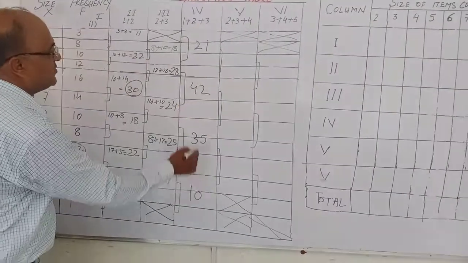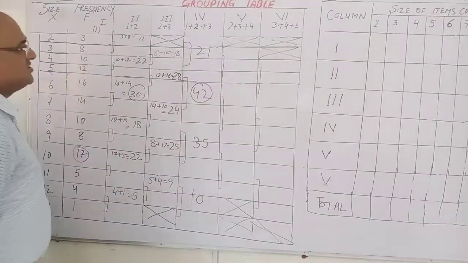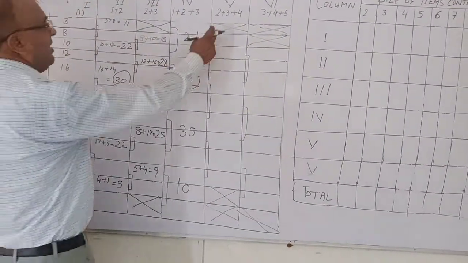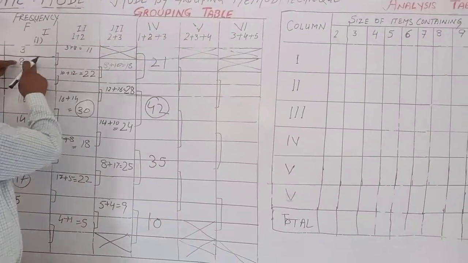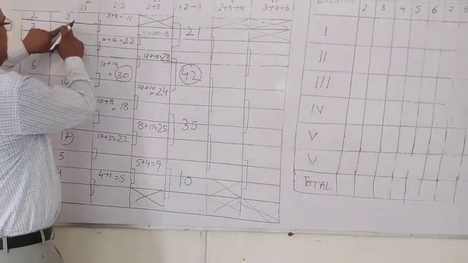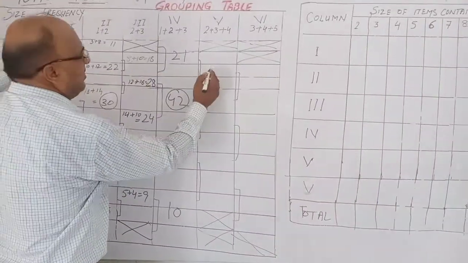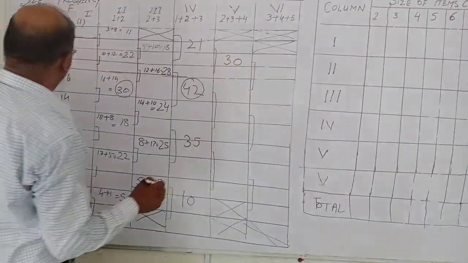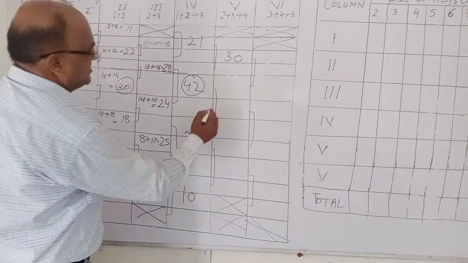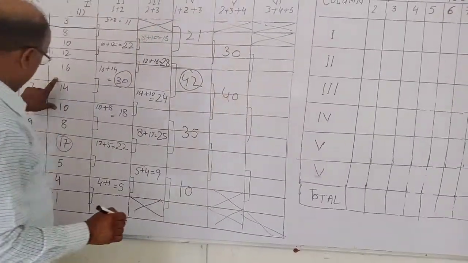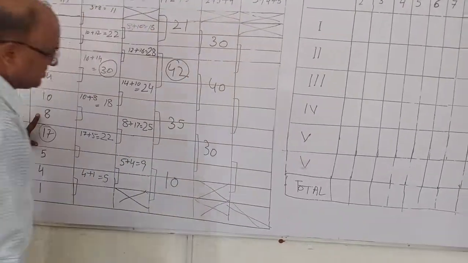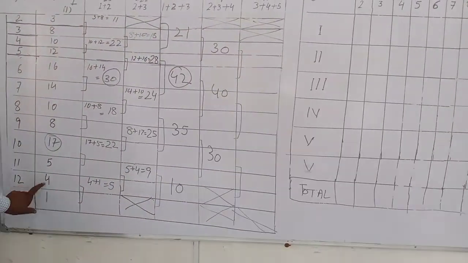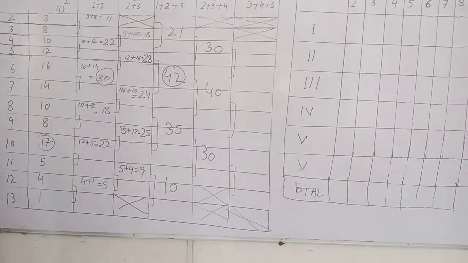Now among these, which one is the highest? Maximum frequency is 42. Similarly, in the second column we have to start. From the second frequency, second, third, fourth. 10 plus 8, 18 plus 12, 30. 30 plus 10, this is 40. This is 30. And the rest are not in the group, so no need to add.